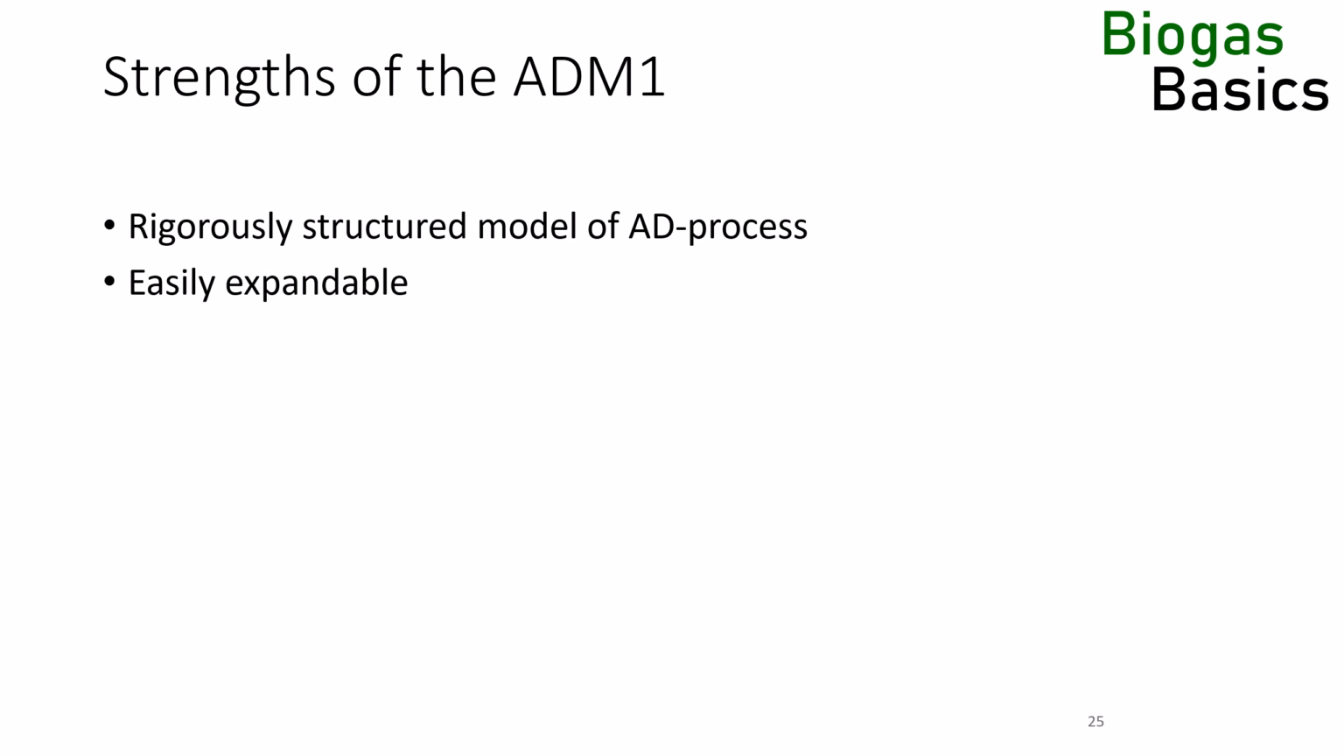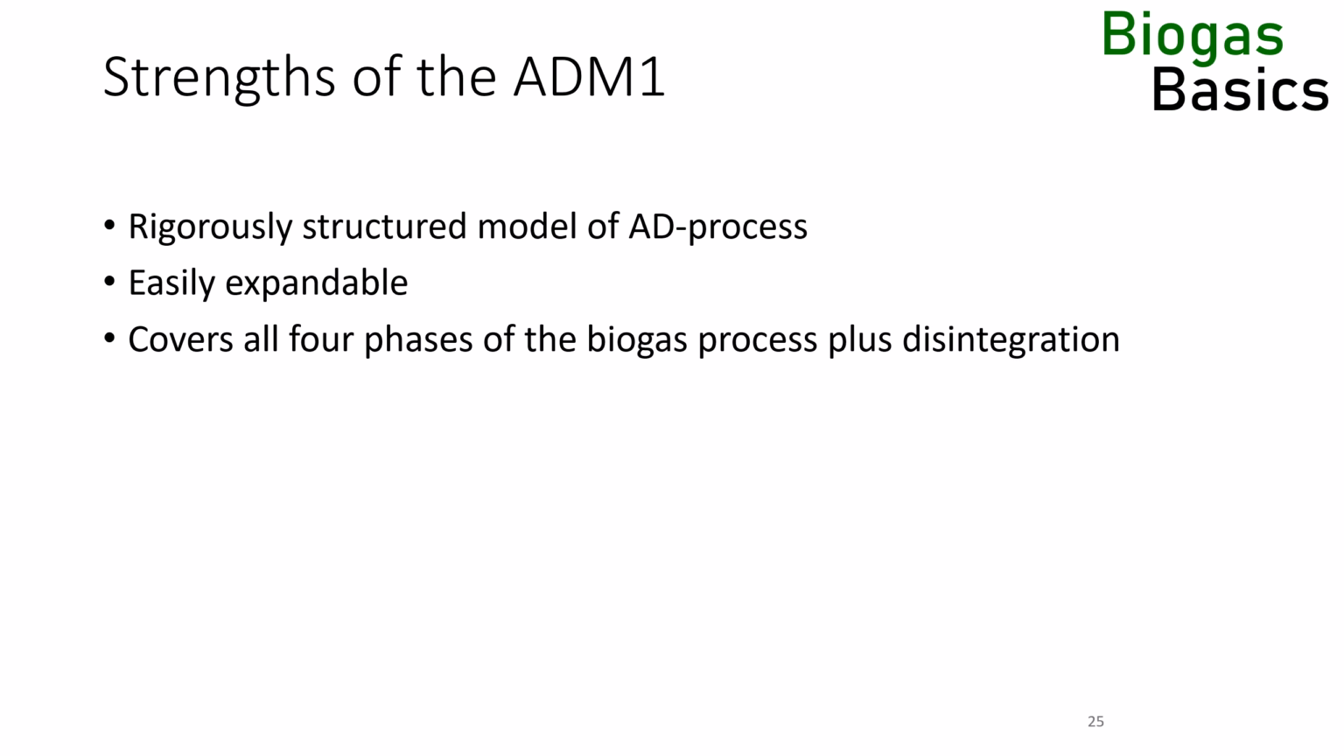The ADM1 also suggests a couple of alternative inhibition and limitation kinetics. It is also possible to introduce new species, for example to distinguish between starch and cellulose. The ADM1 covers all 4 stages of the biogas process and their interaction. It is more comprehensive than a simple first-order reaction. The ADM1 can be used to model an acidification and can explain why an acidification stops the formation of biogas.